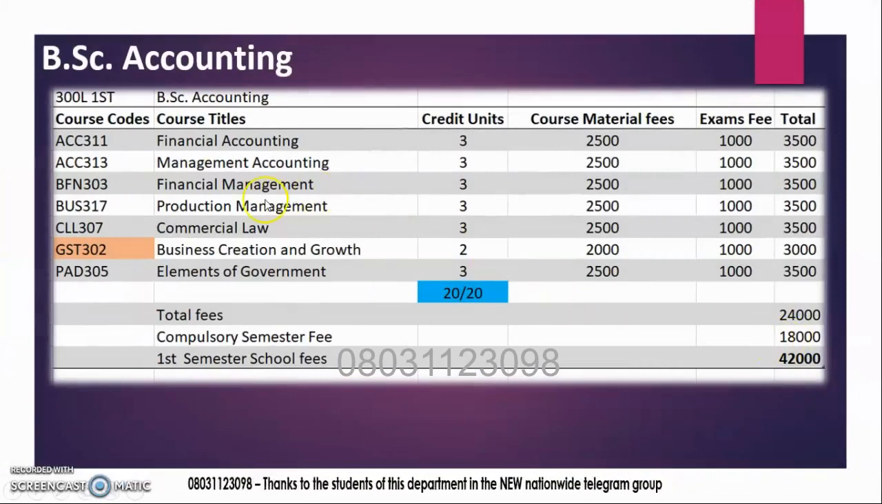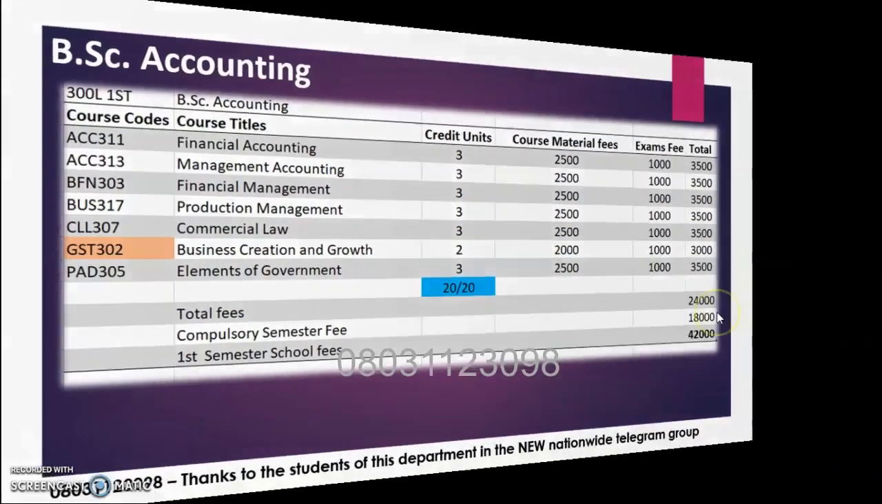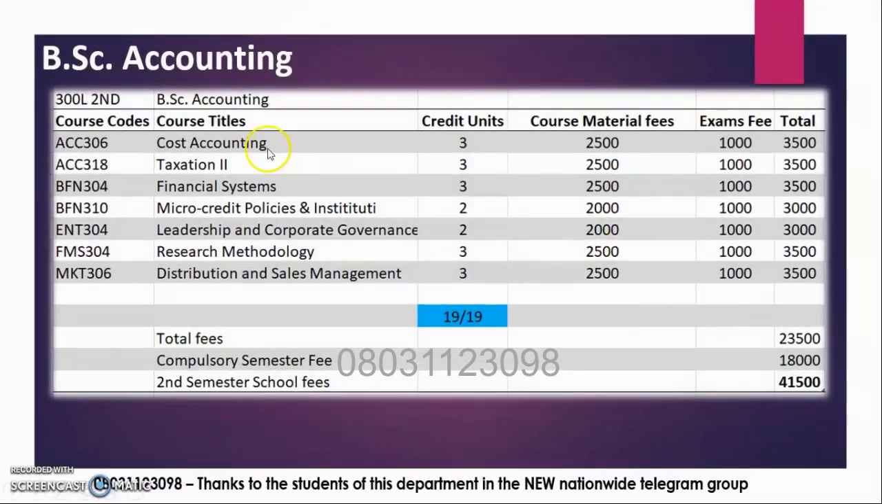And 300 level first semester, these are your courses, including GST 302, which should never be ignored. You register all of them, and pass them, and your total fee is 42,000 naira. Then 300 level second semester, these are your courses.